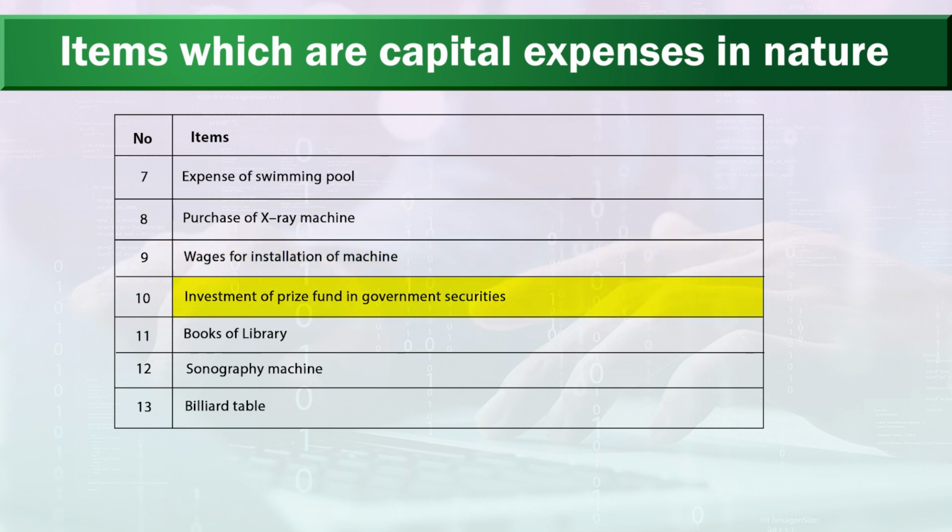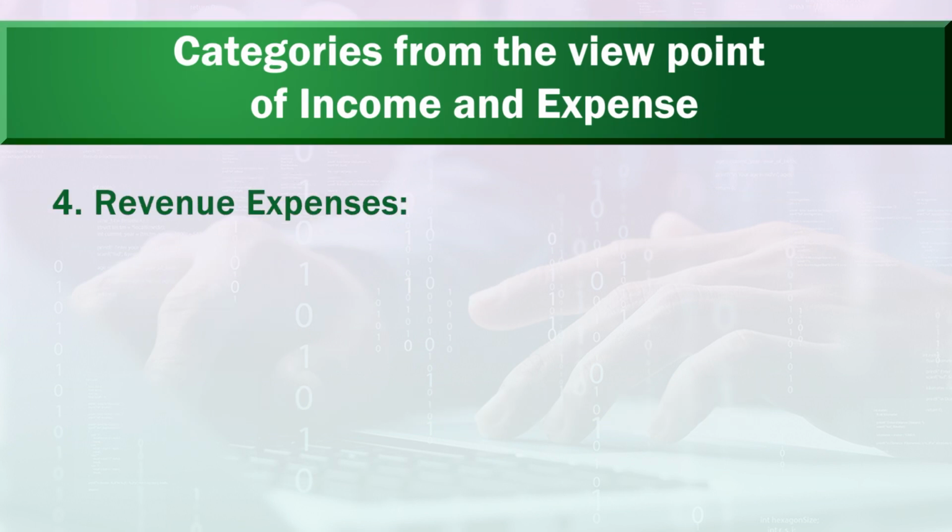10. Investment of prize fund in government securities. 11. Books for library. 12. Sonography machine. 13. Billiards table. 4. Revenue expenses.